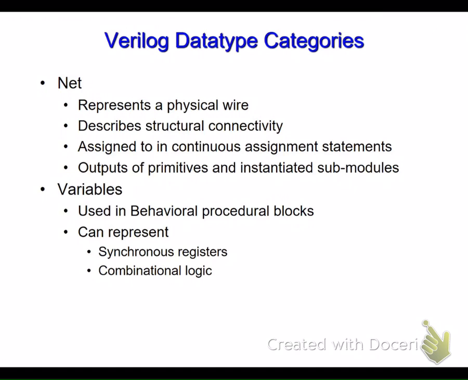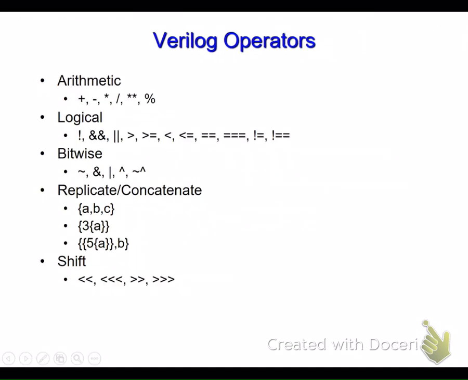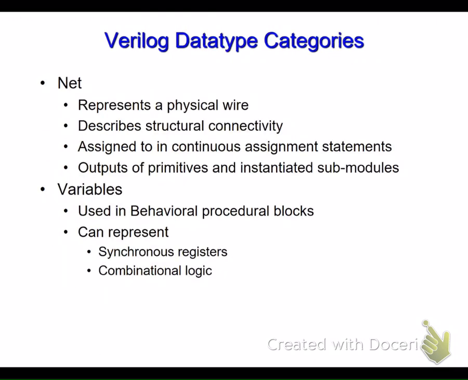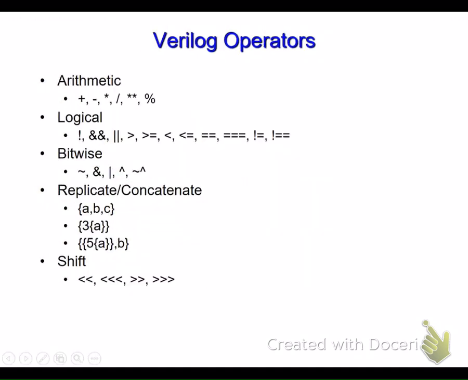With the variables, you have a net and variables, and the net represents a physical wire. We'll go over that in detail, I think, today. It will describe structure and connectivity, and it will be assigned with continuous assignment statements. The variables will be used in behavioral procedural blocks and will represent synchronous registers and combinational logic. I'm going fast now because this will be described shortly, and heavily, actually.